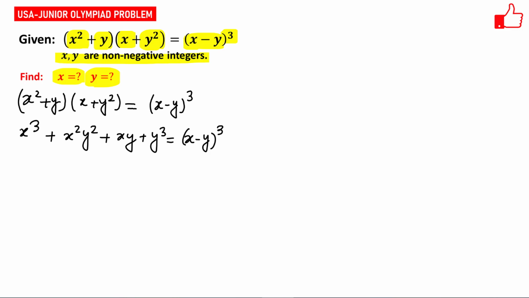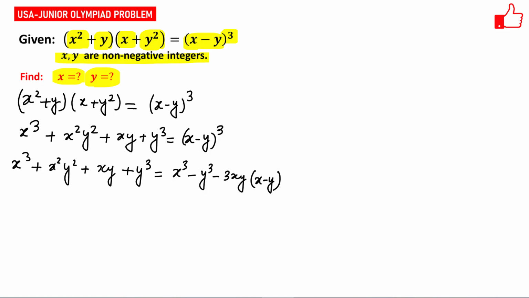Now I will use the formula for (x − y)³, that is x³ − y³ − 3xy(x − y). So let us plug that in. The left side will remain as it is, and this will be a³ − b³ − 3ab(a − b). Now see, some of the terms will cancel.